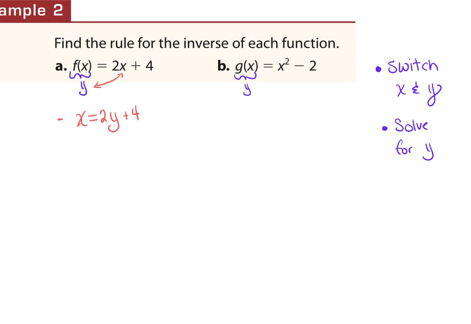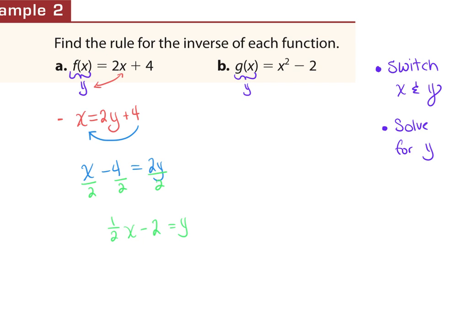All right. Now I want to solve for y. So my first step in solving for y here is to move that 4 over. So I'm going to move the 4 over. When I do that, it's going to change signs. I now have x minus 4 equals 2y. And then my last step here is to divide everything by 2. Divide everything by 2. So I have 1/2 x minus 2 equals y.